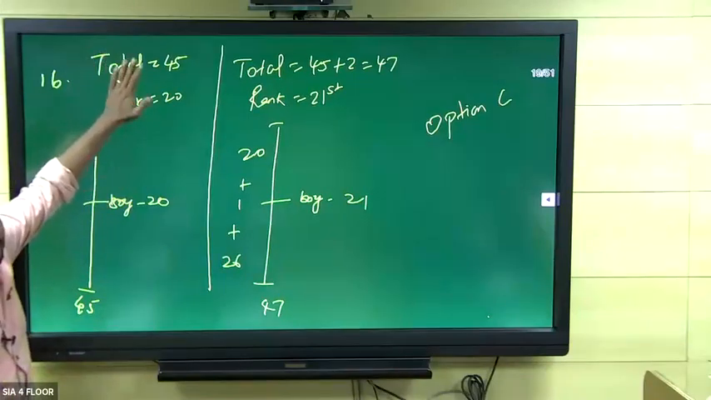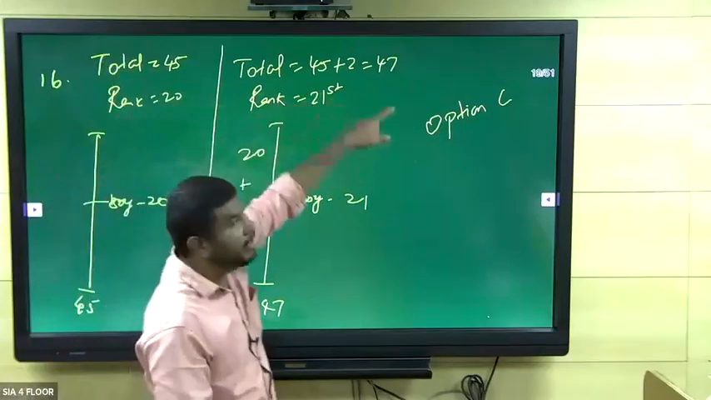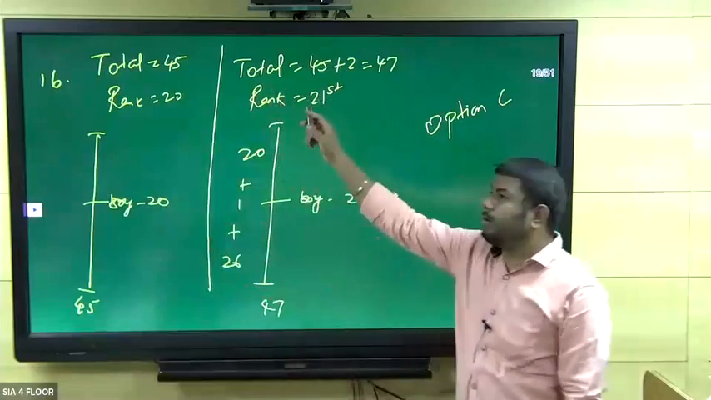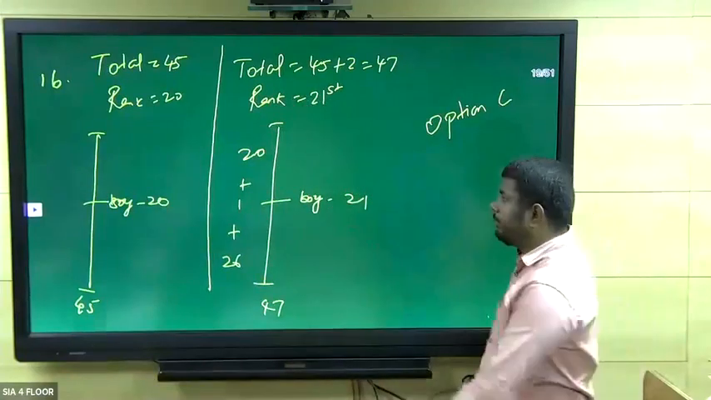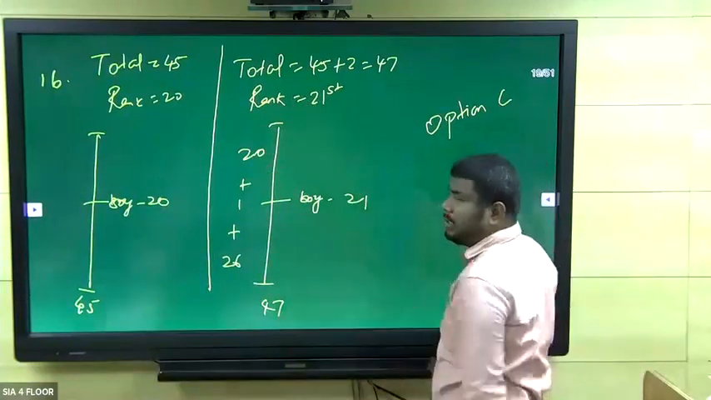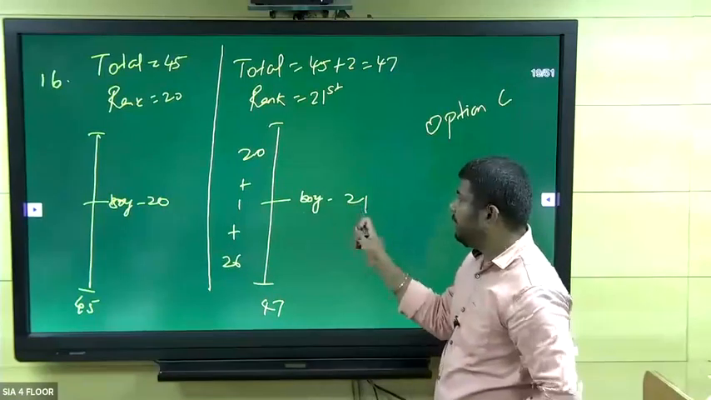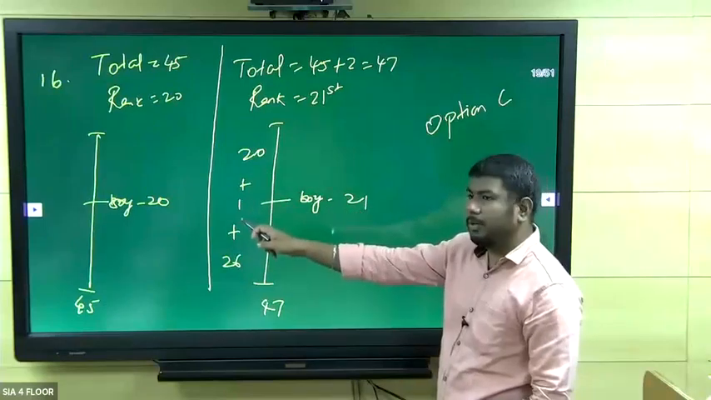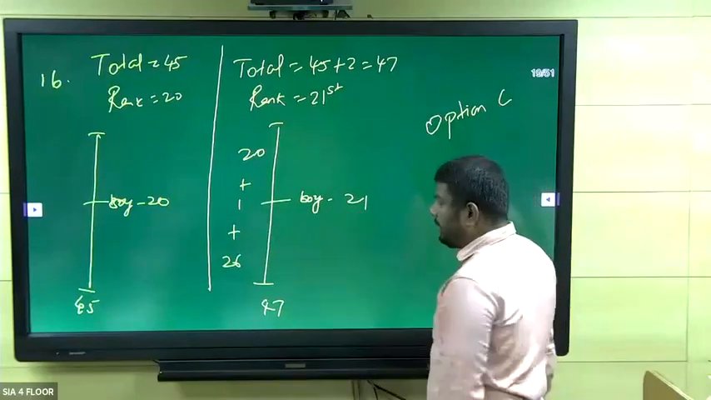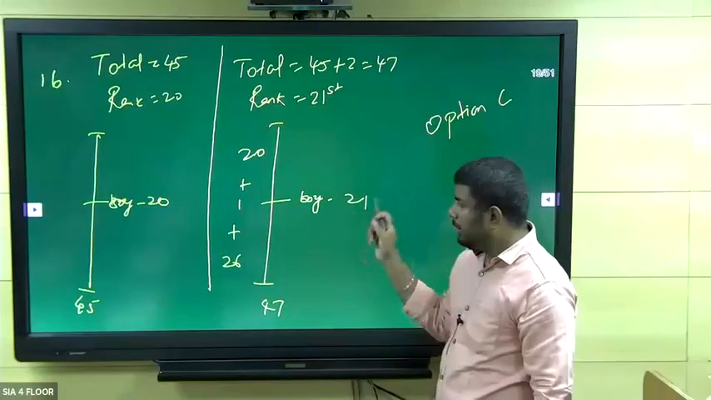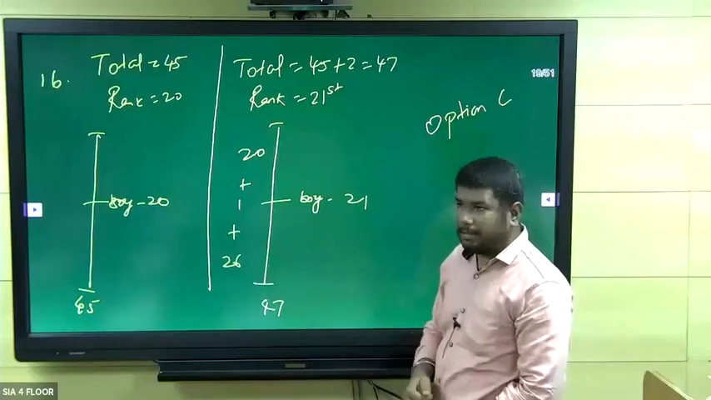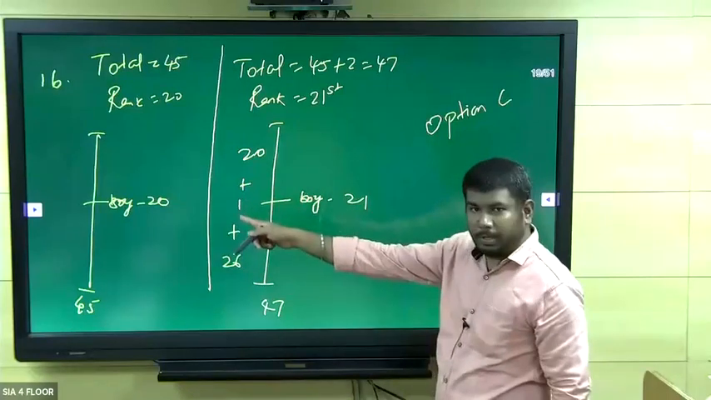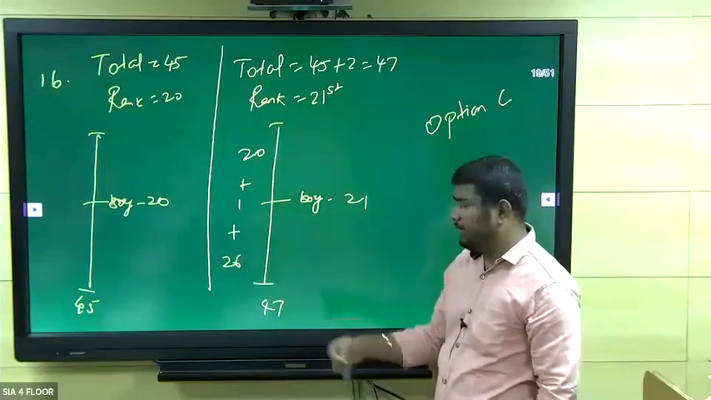So in this total of 45 students, two boys are joining the class. Because of this, his rank dropped by 1. So totally 47 students are there. His rank is 21, so above this boy, 20 are there. So 20 plus 1. Up to this boy is 21, so the remaining persons are 26, right? Because 20 plus 1 is 21, and 21 plus 26 is nothing but 47.